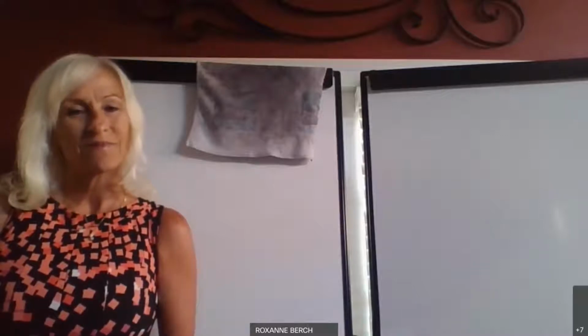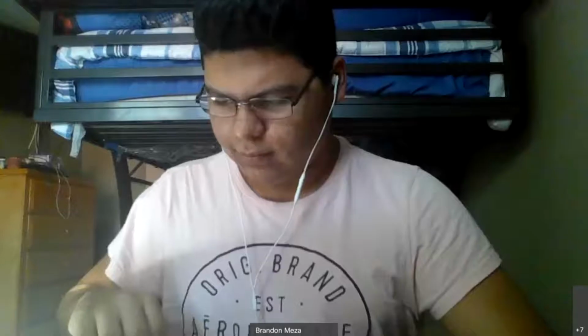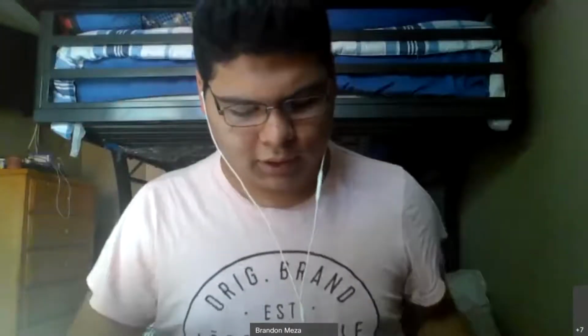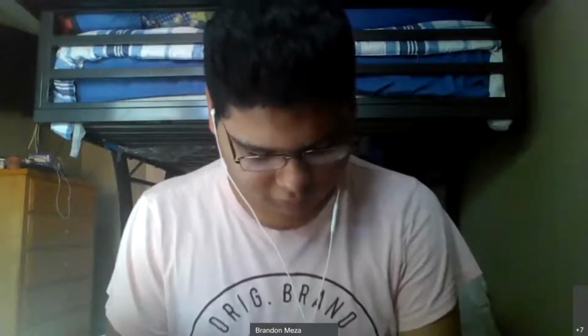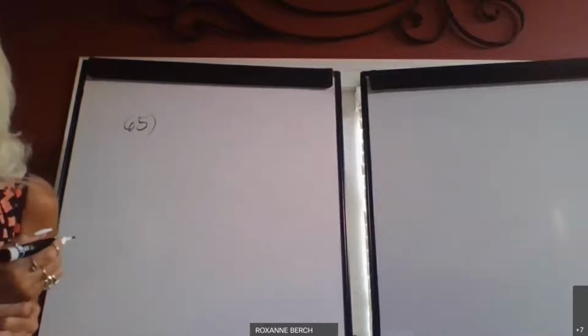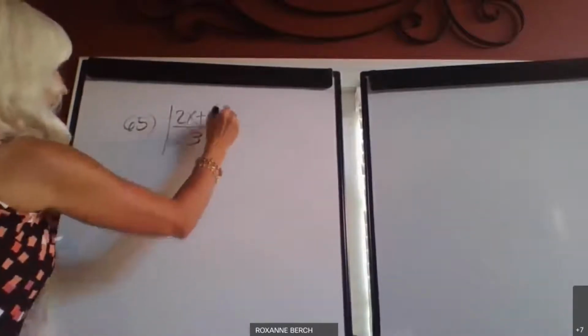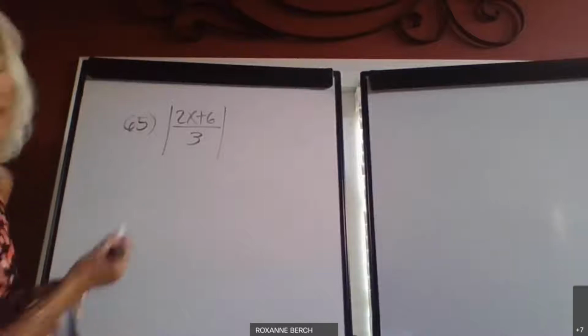P9. Can you do problem 65? Okay, what page are you on? 138. Okay, 138, problem 65. Okay, this is the absolute value of (2x plus 6) divided by 3, and the inequality is less than 2.